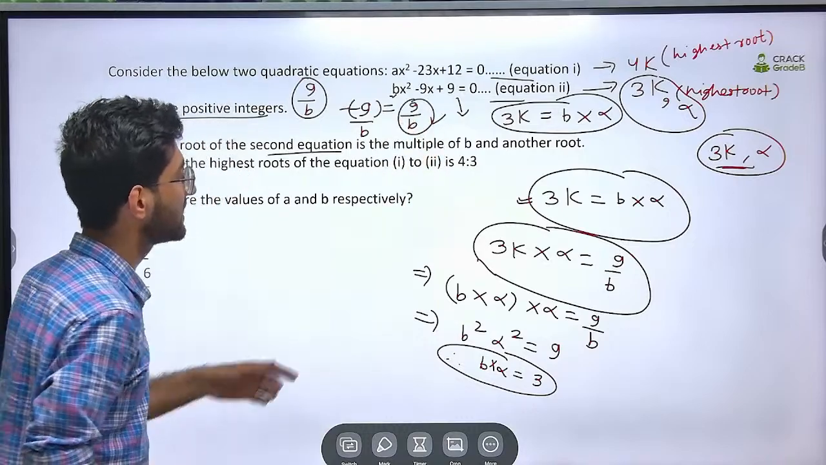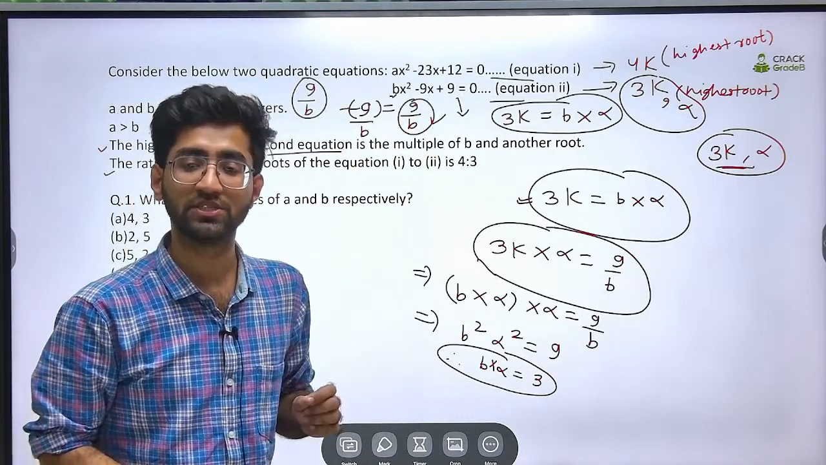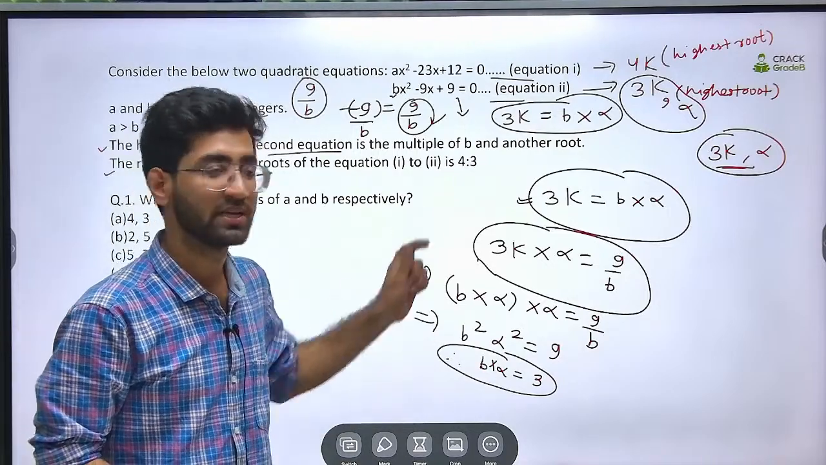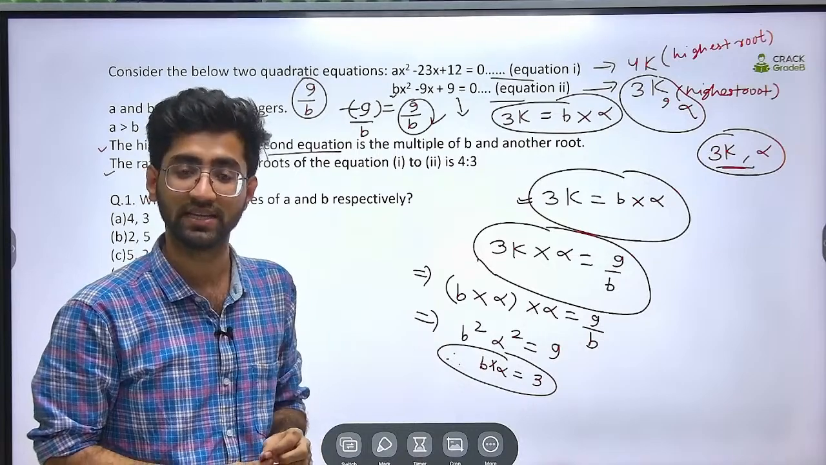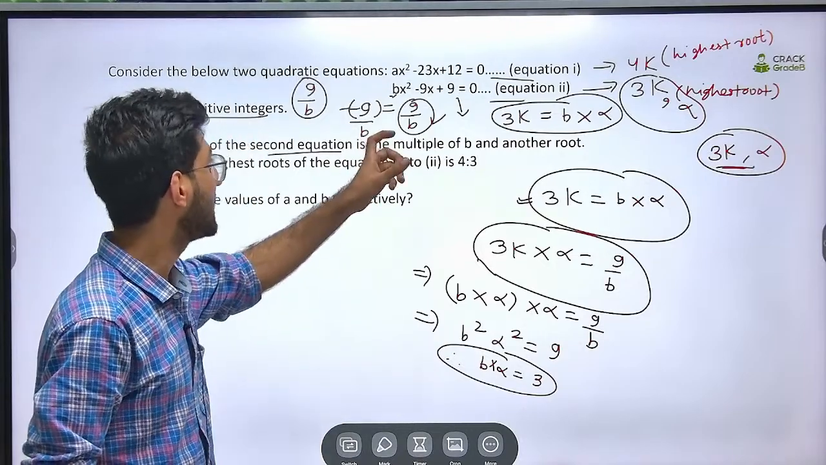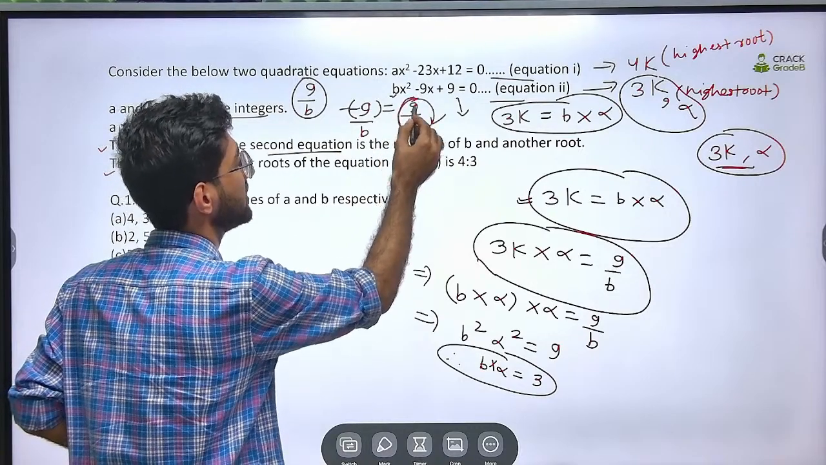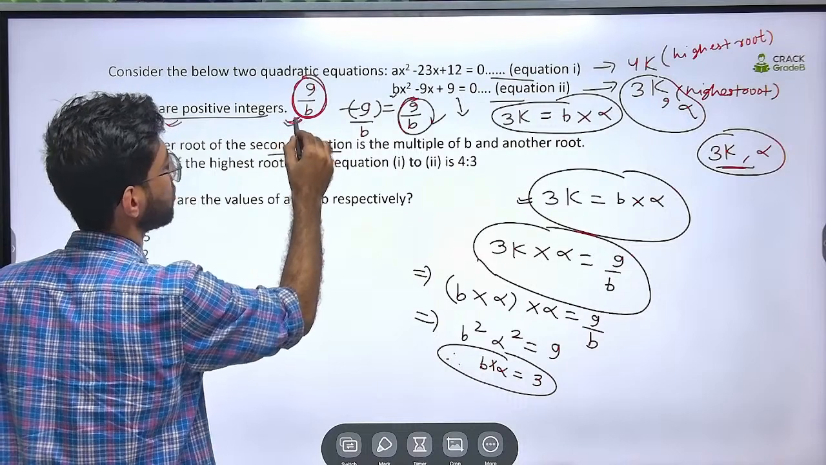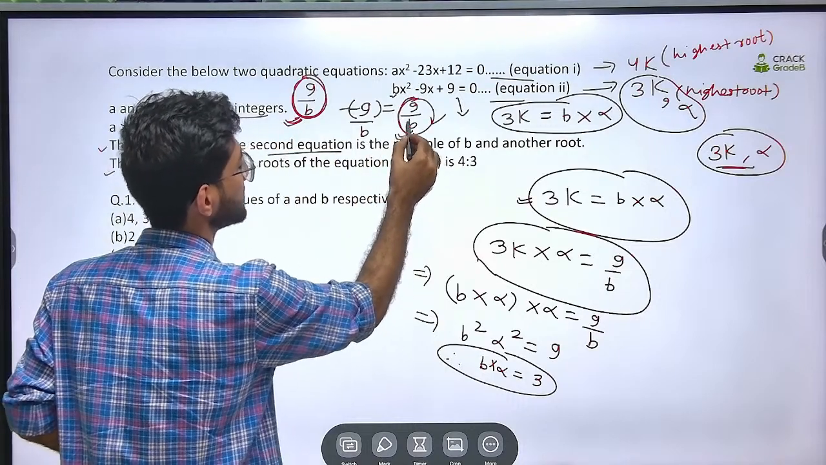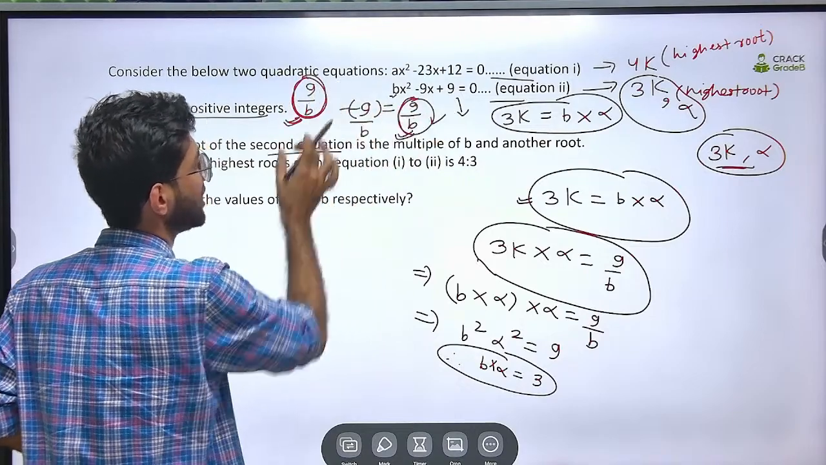And we know that b is a positive integer. What does it mean? It means that 9 by b is positive, right? So this is the product of roots and this is the sum of roots, and since b is a positive integer, both of these values are positive.